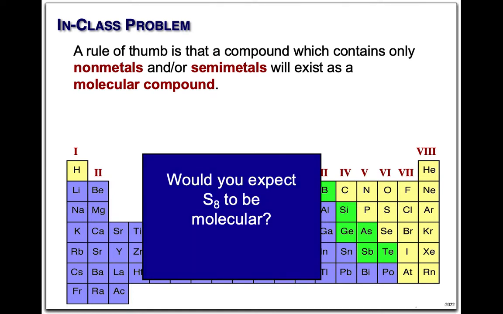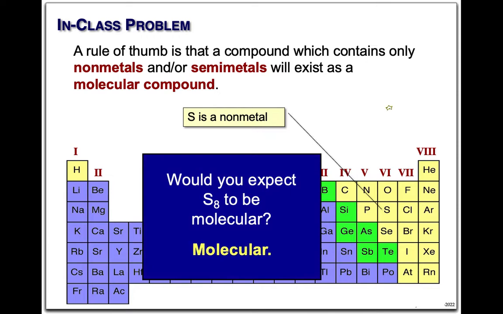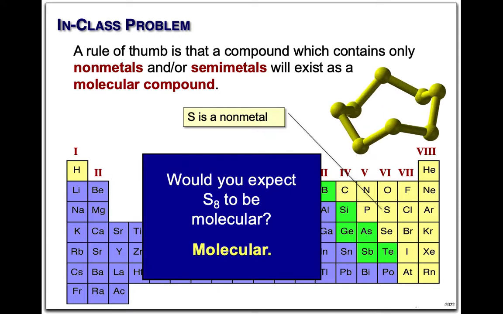8 sulfurs stuck together. My question is, is this ionic or is this molecular? Well, sulfur is here. It's a nonmetal. That means that all 8 of these covalent bonds are going to be in a molecular compound. That's what it looks like. It's kind of like a crown. It's kind of cute. S8. Any question on the concept here? Pretty simple. It has a metal. It's ionic.